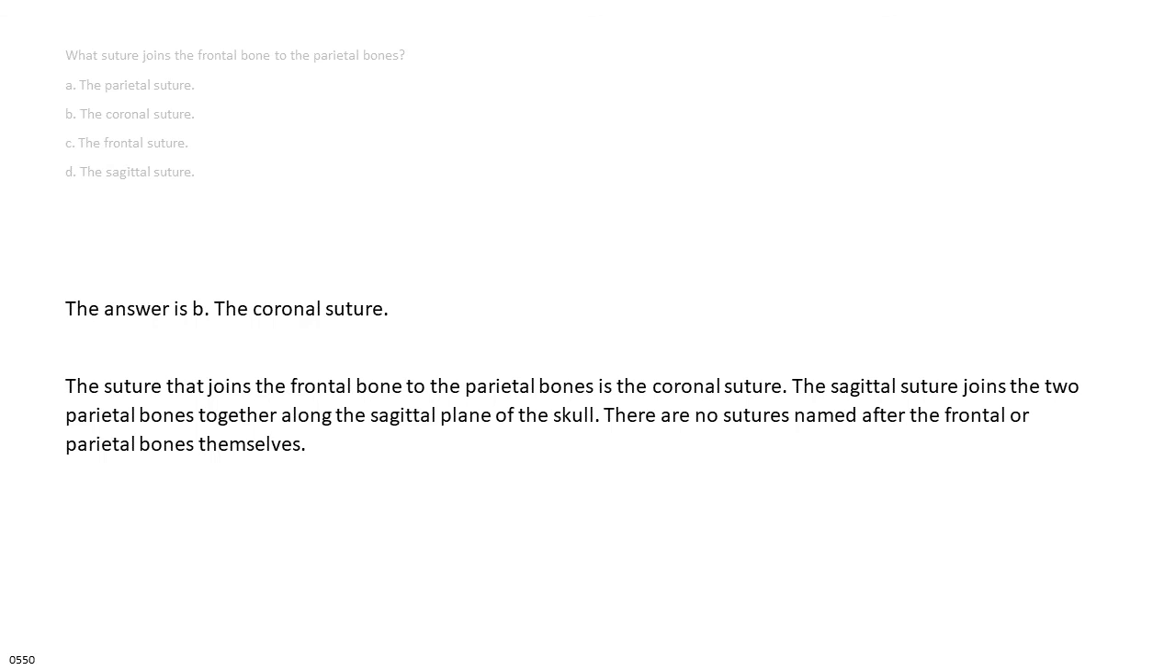The suture that joins the frontal bone to the parietal bones is the coronal suture. The sagittal suture joins the two parietal bones together along the sagittal plane of the skull. There are no sutures named after the frontal or parietal bones themselves.